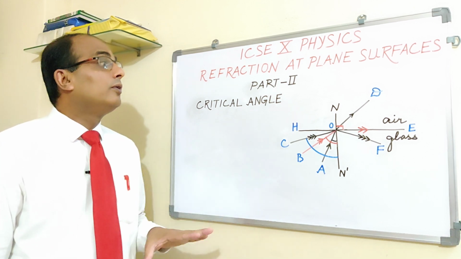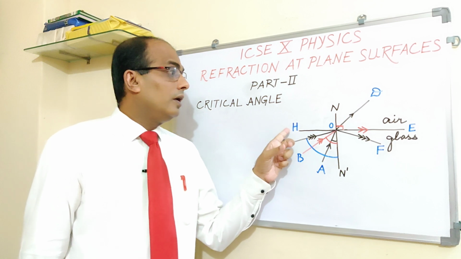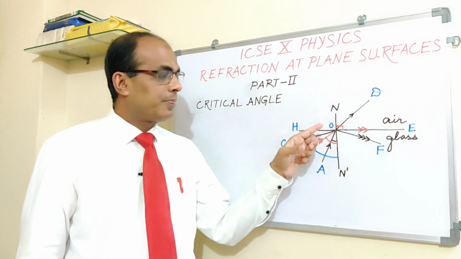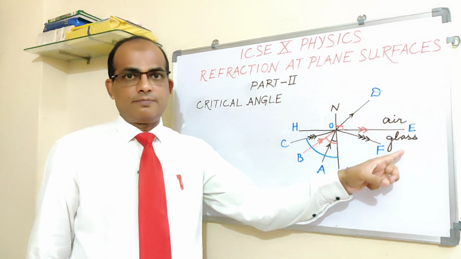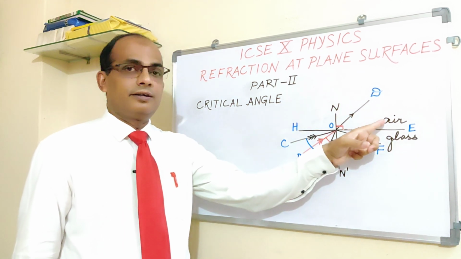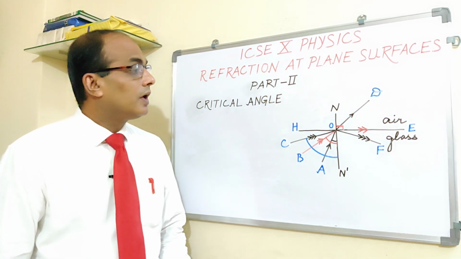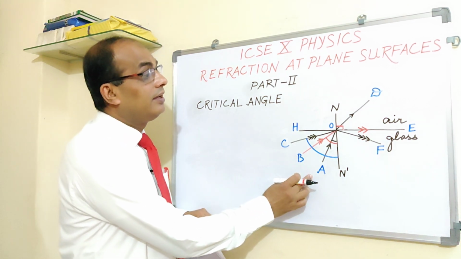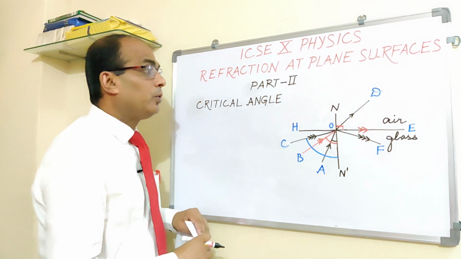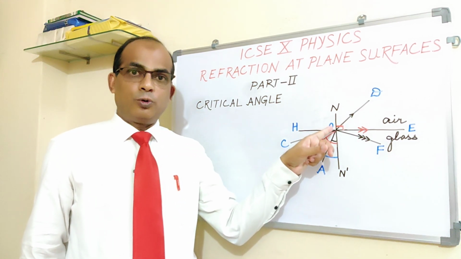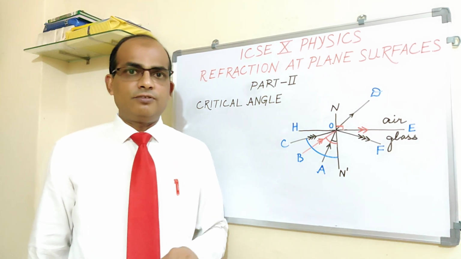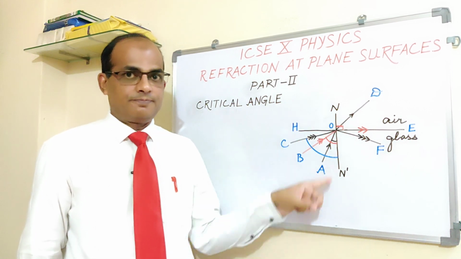Now have a look at this figure. See this surface, HE, this line. Below HE, it is glass, denser medium. Above HE, it is air, rarer medium. Now before that, you see this point O. At O, we have taken a point, the point of incidence. At the point of incidence, we have drawn a normal N dash.